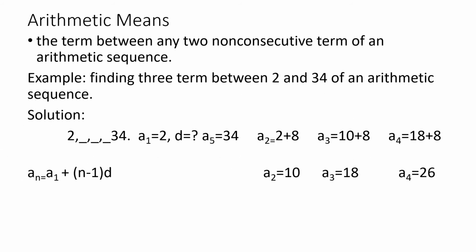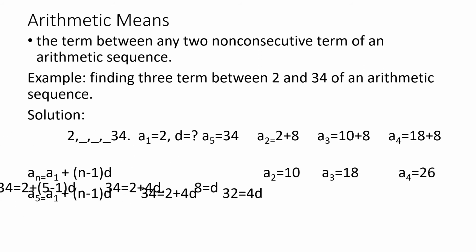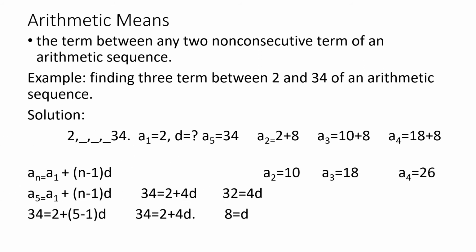Okay, so we need to follow the rule of the arithmetic sequence, so we need to consider its formula. The formula is a sub n is equal to a sub 1 plus n minus 1 times the common difference, or the d. So a sub 5 equals a sub 1 plus 5 minus 1 times the d.